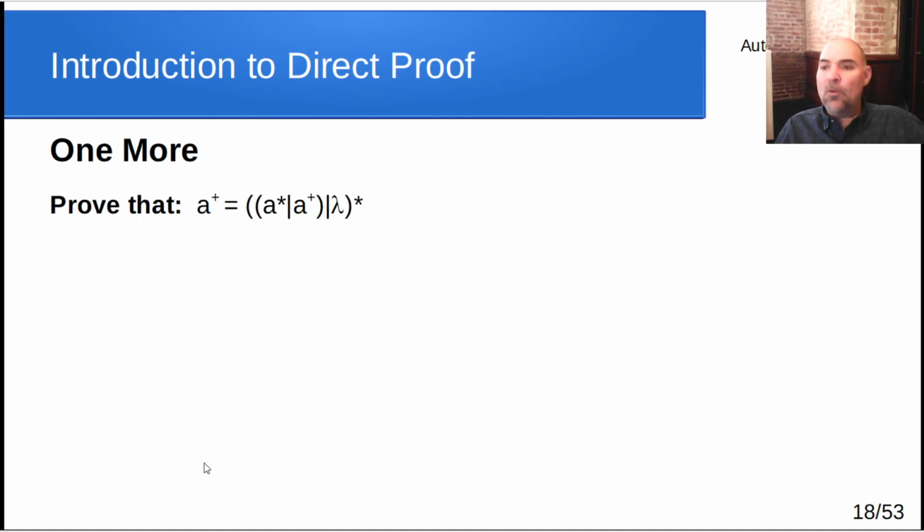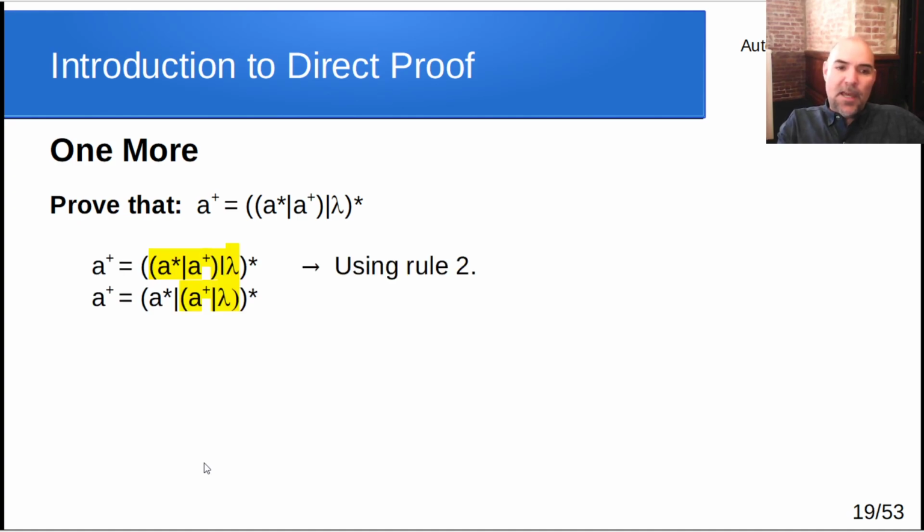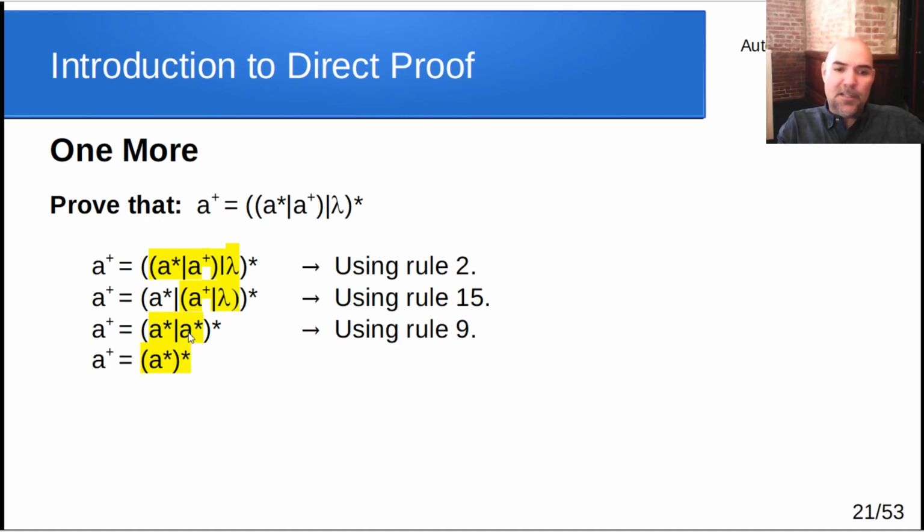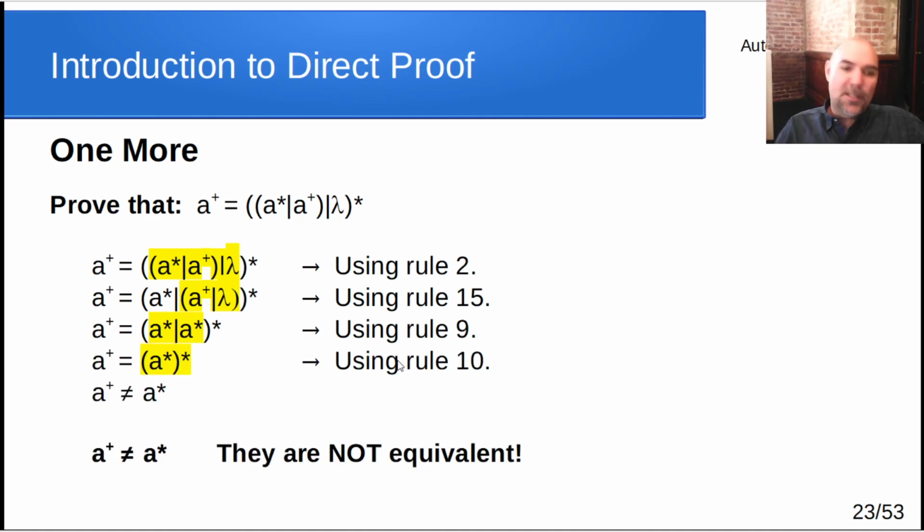Now let's look at one more. Here we have A plus is equal to that whole thing on the right. To do that, we're going to manipulate the right. So we start with that. We use rule 2 to get this. In other words, we've just redistributed just like we did in the last one. And now we have A plus or lambda, using rule 15. We now have that becoming A star. So A star union A star, using rule 9 again. A star star is this, and using rule 10 is the same as A star.